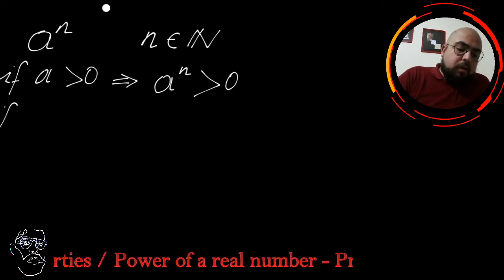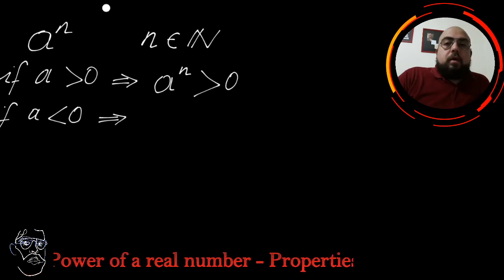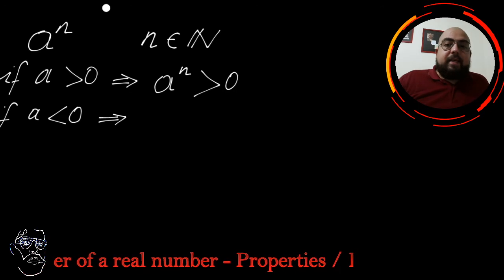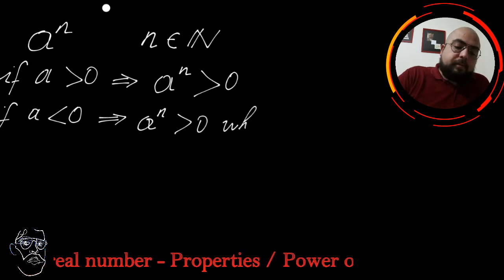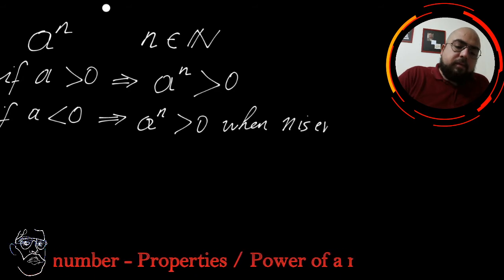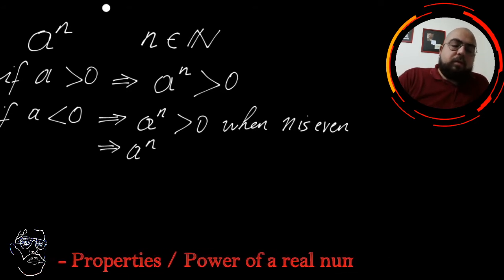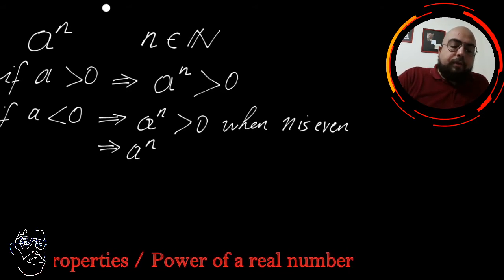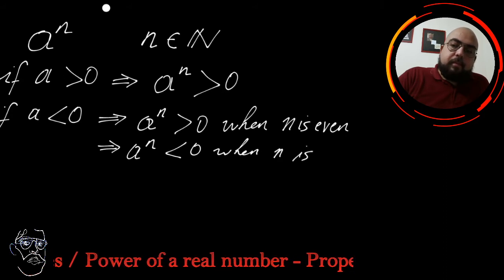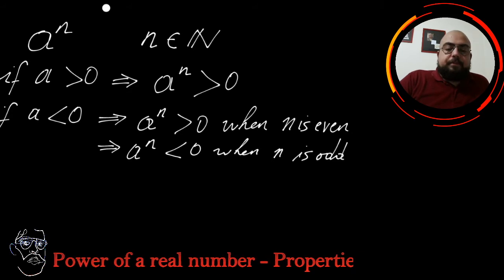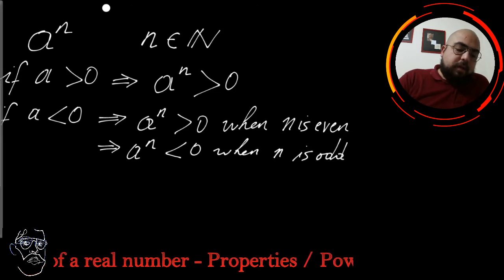Now, if a was negative, in this case, you have to check your exponent n. So if n is even, a to the power of n will remain positive. And a to the power of n, so this is the second option, will be negative when n is an odd number. Alright, so let's take a few examples and we're gonna discuss them.